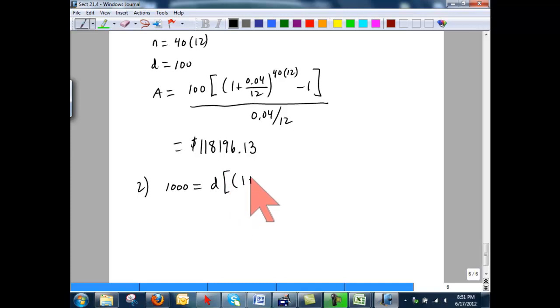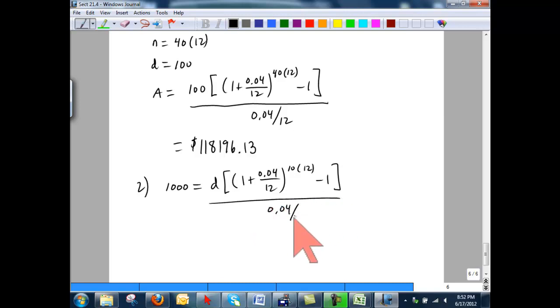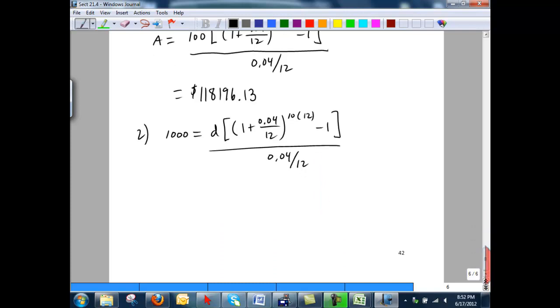So let's enter the rest of the things into the formula. The time now, the number of years, is 10. So it looks like this. And I want to find D. I'll go ahead and algebraically solve for it before I put things in the calculator. You can do that if you want or not, as you wish.